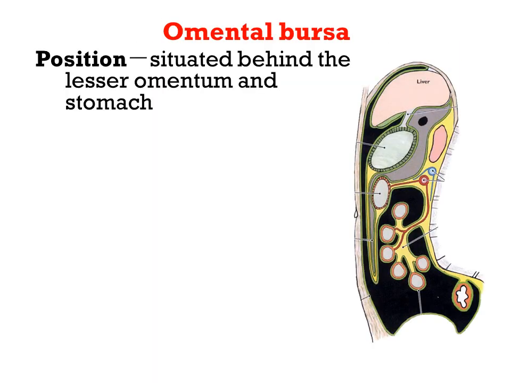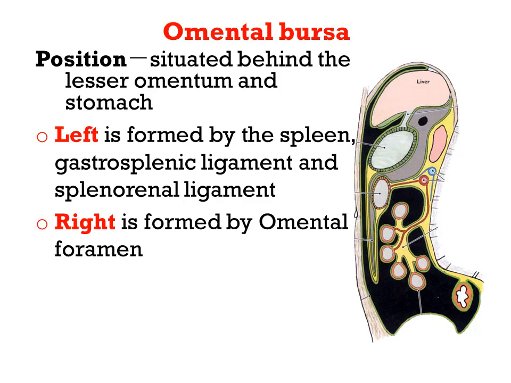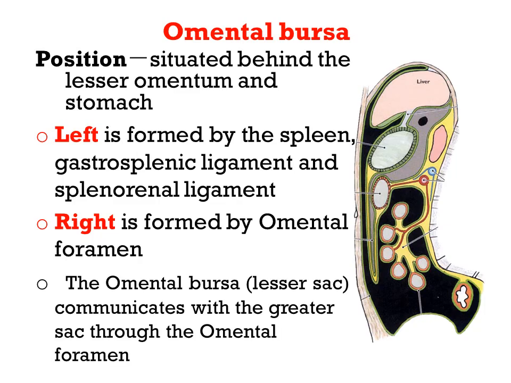Omental bursa position: situated behind the lesser omentum and stomach. This is the omental bursa, the space that contains fluid. The left is formed by the spleen, gastrosplenic ligament and splenorenal ligament. This is the space. And the right is formed by the omental foramen. The omental bursa is the lesser sac, and it communicates with the greater sac through the omental foramen.